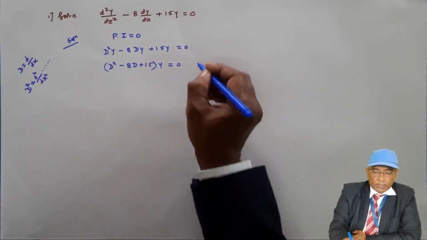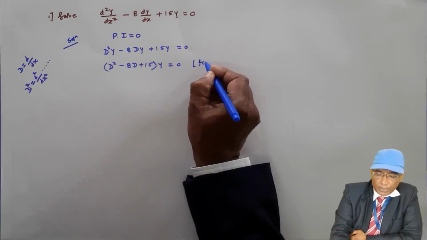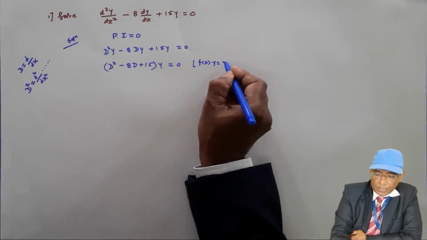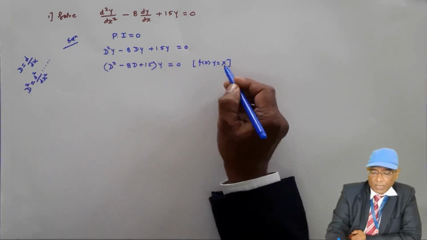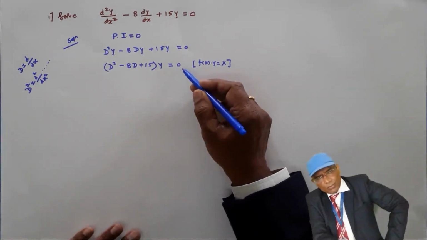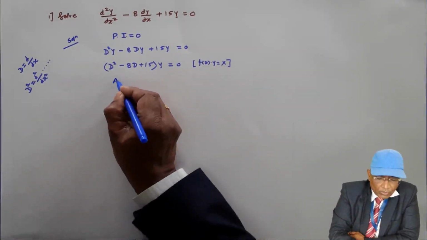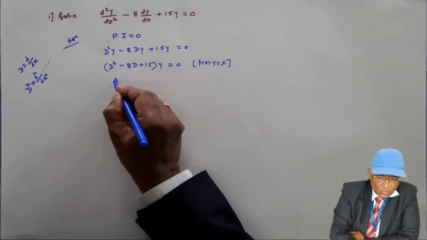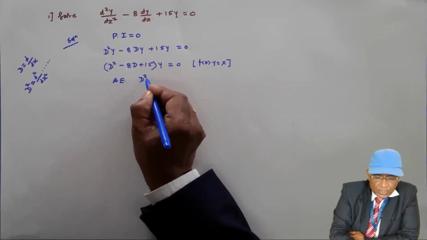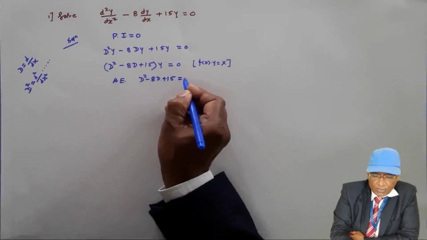So this differential equation I have written in this form: f of D y is equal to capital X. Capital X is a function of small x, and here capital X is 0. The right hand side is 0. Therefore, the particular integral is going to become 0. Now, once you write this differential equation in this form, the auxiliary equation is D square minus 8D plus 15 equal to 0.